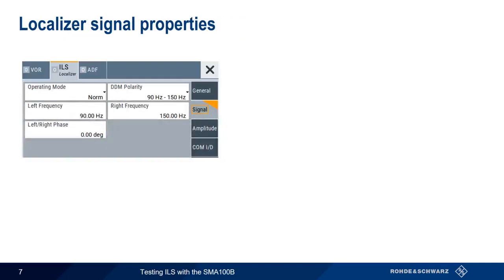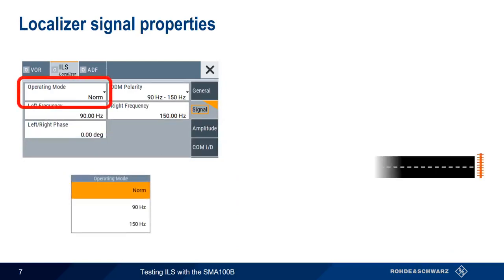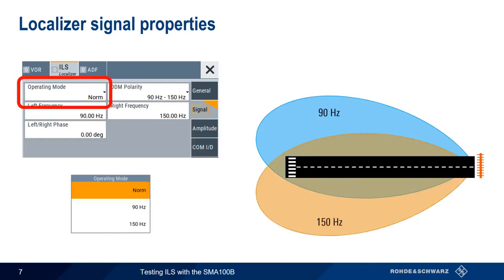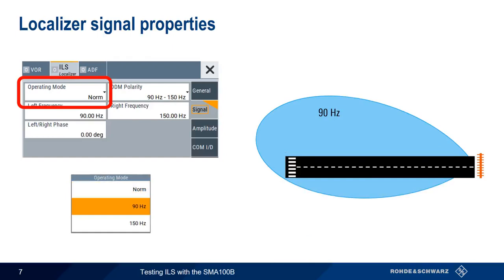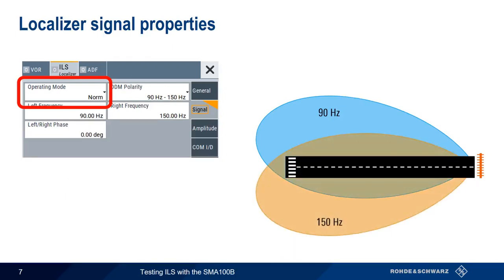Basic localizer signal properties are set up under the Signal tab. In normal operating mode, both the 90 and 150 Hz lobes are generated. It is, however, possible to change the operating mode and have the SMA only generate one of the lobes. The frequency of each lobe can be changed individually, and the left-right phase parameter controls the phase difference between the signals in each lobe. Normally, none of these parameters need to be modified. The final parameter is DDM polarity. To understand what this means, we first need to explain what DDM, or difference in depth of modulation, means.